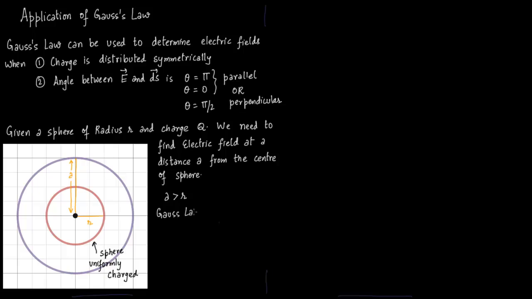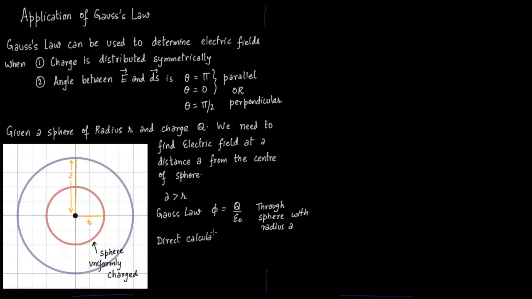So according to Gauss's law, the flux through the sphere with radius a is q over epsilon 0. Now flux does not depend upon the radius, so it is same as it is on the red sphere as it is on the purple sphere.